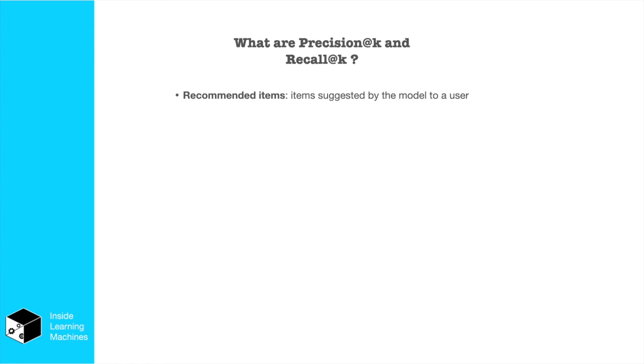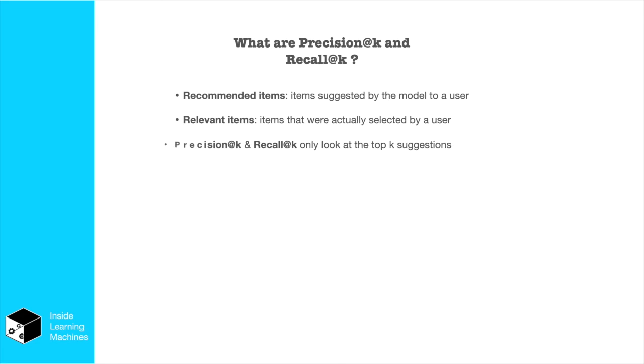Now let's just define a few terms. The recommended items are items that are suggested by our model to a user. Relevant items are items that were actually selected by a user. So if we want to think of this in terms of more conventional terminology in machine learning, the recommended items are the predictions that our model generates, and relevant items are the true values. Those are the values that users actually find useful. And we'll use these terms to define our metrics.